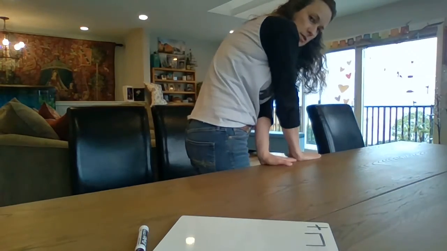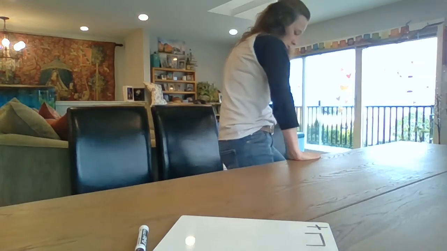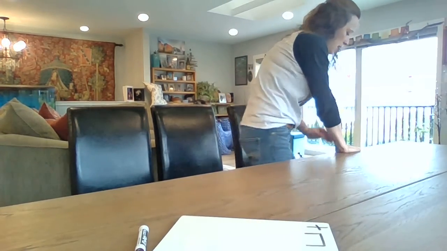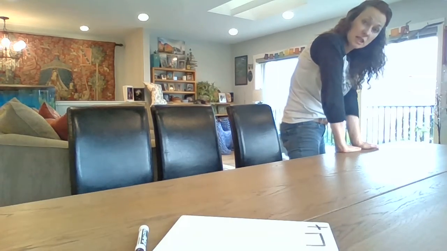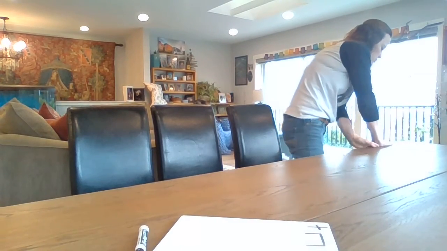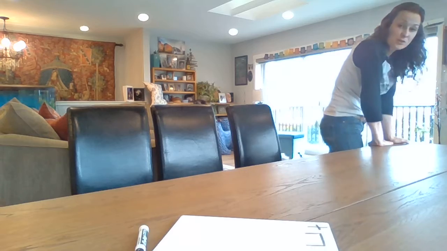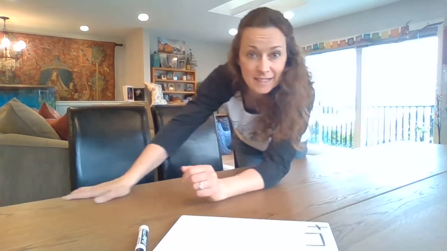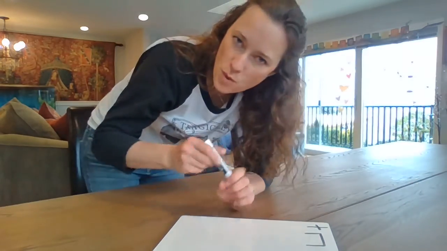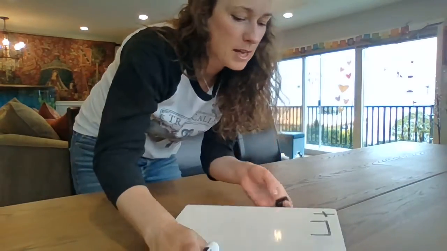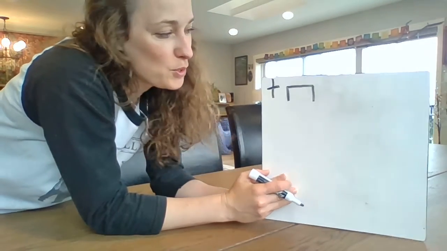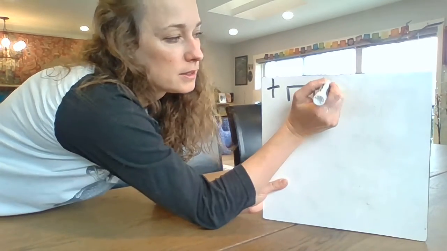7, 8, 9, 10, 11, 12, 13, and my fingertips just touch the very end of that table. 13 hand lengths long. Wow. So I'm going to write down 13. 13 is a teen number, so it has a 1 in front of it.